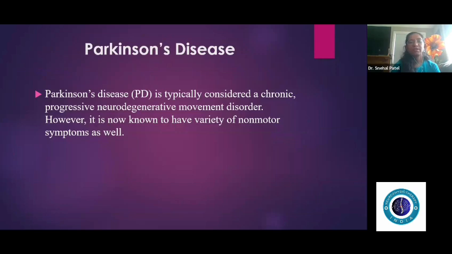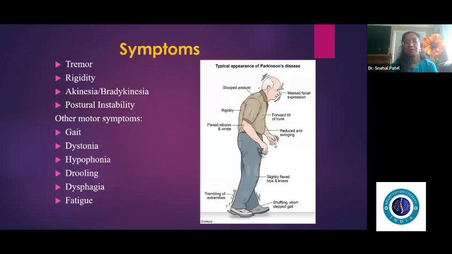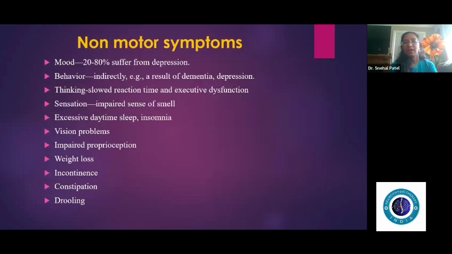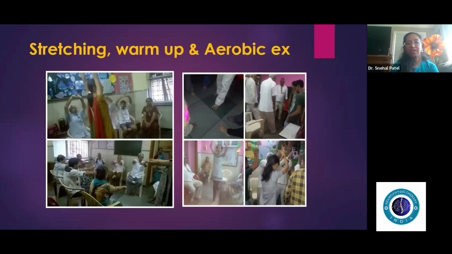So let's talk about Parkinson's disease. It is typically considered as a chronic progressive neurodegenerative movement disorder. However, it is now known as having a variety of non-motor symptoms as well. The symptoms are tremor, rigidity, akinesia or bradykinesia, slowness of movement, postural instability, other motor symptoms, gait, dystonia, hypophonia, drooling, dysphagia, and fatigue.